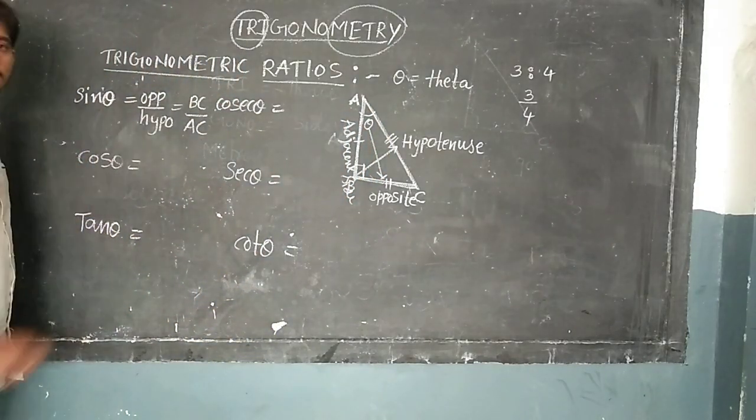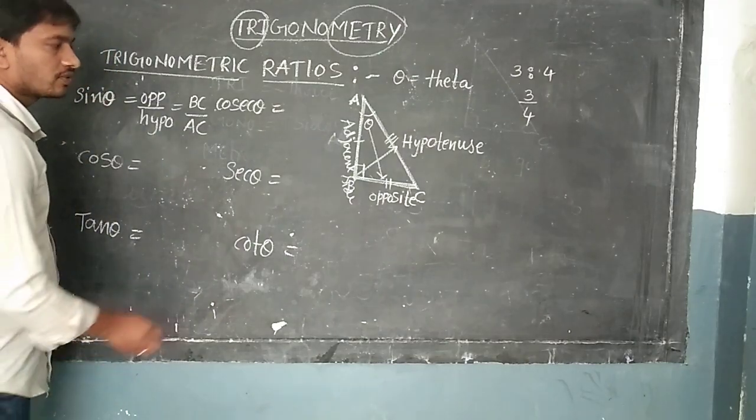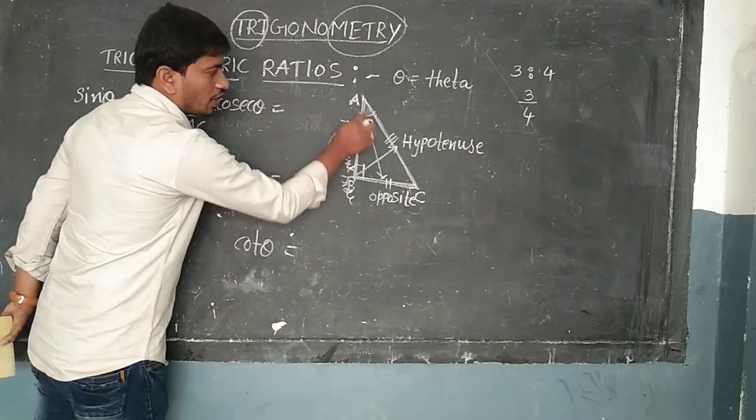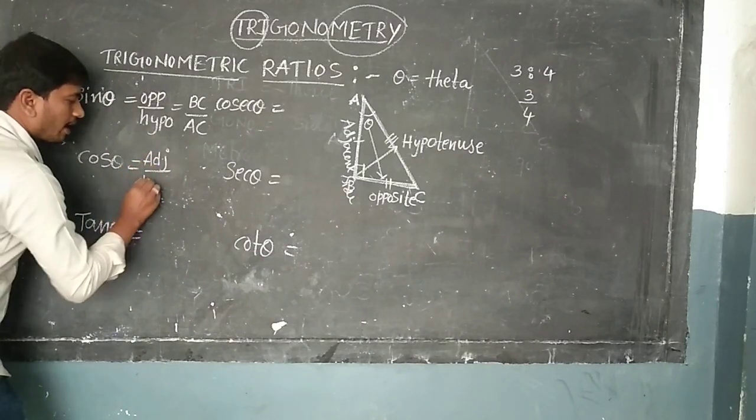Coming to cos theta, what do you mean by cos theta? Cos theta is the ratio of the adjacent side to the hypotenuse. I can write it as adjacent side by hypotenuse.